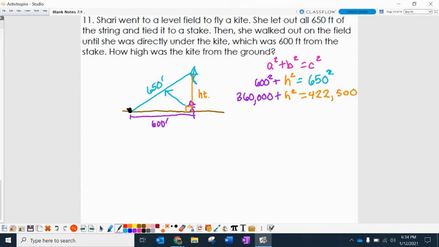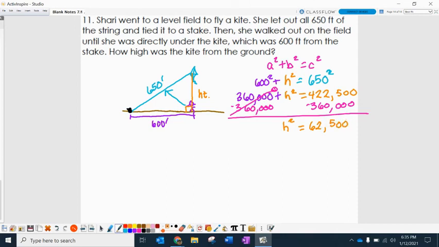Okay, when I subtract 360,000 from both sides, that cancels, goes to 0. That leaves me h squared equals 422,500 minus 360,000, which is going to be 62,500. Now that's what h squared is.